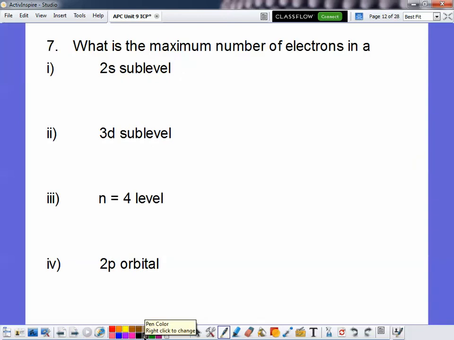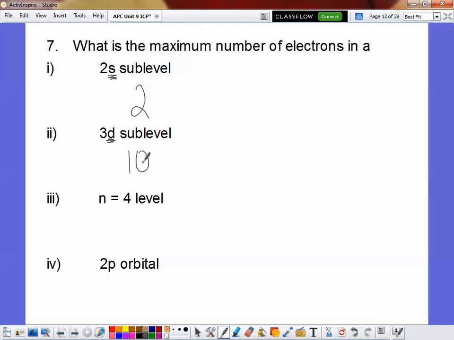So, what is the maximum number of electrons in these things? So in a 2s sublevel, what is the maximum number of electrons? How many? 2. The fact that it's a 2s, the big number in front just tells which energy level, it's kind of like which floor that sublevel is found on. It's an S sublevel, it can only hold 2 electrons. What about a 3D sublevel? 10. D is 10.